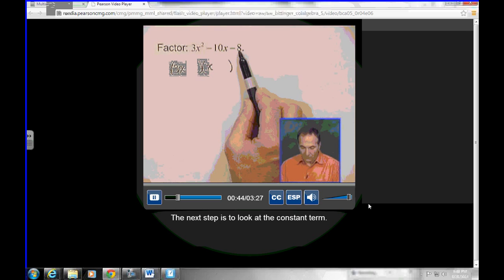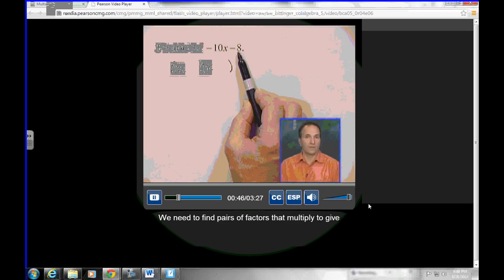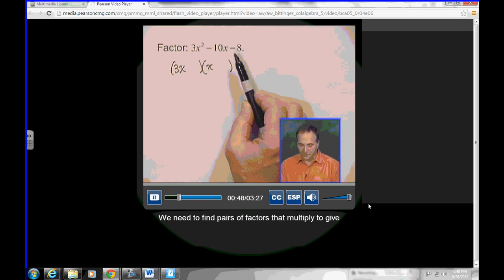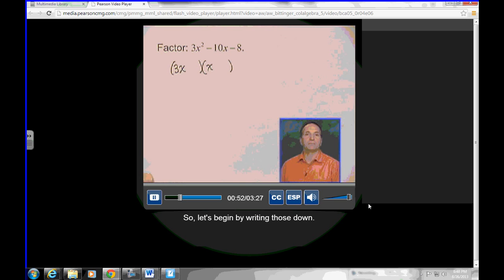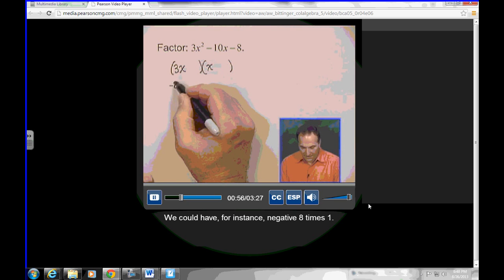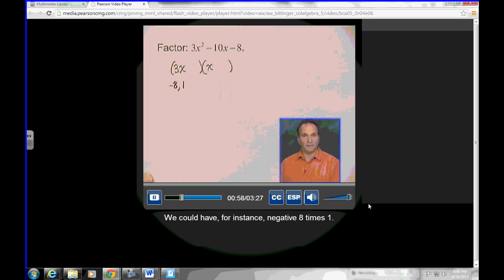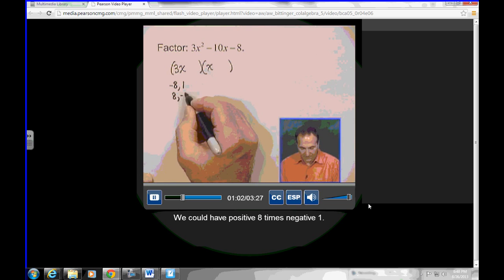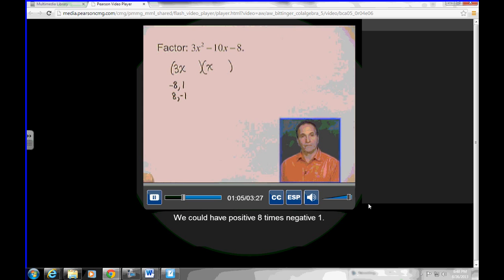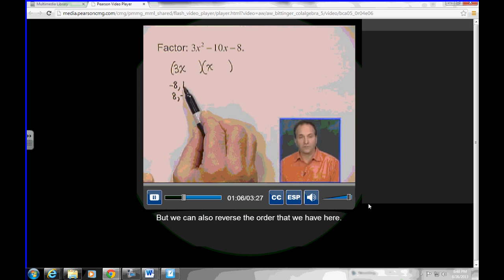The next step is to look at the constant. We need to find pairs of factors that multiply to give us negative 8. So let's begin by writing these down. We could have, for instance, negative 8 times 1. We could have positive 8 times negative 1. But we can also reverse the order.